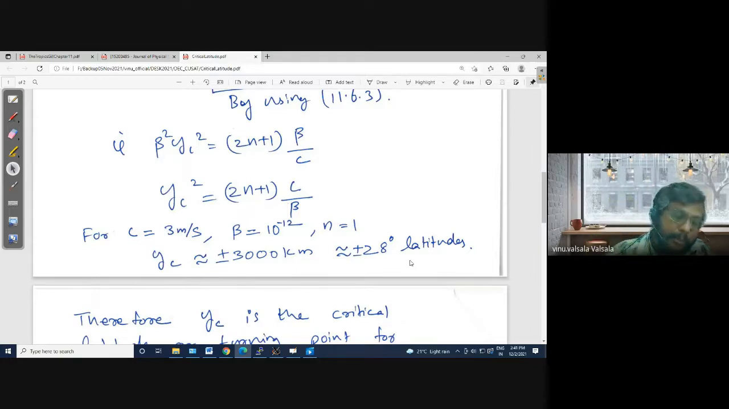Beyond the critical latitude, the wave cannot penetrate, it will reflect back. So these critical latitudes of the tropics act as a wave guide for the tropical dynamics. That's why it is called the equatorial wave guide or tropical wave guide, beyond which the solution cannot propagate.